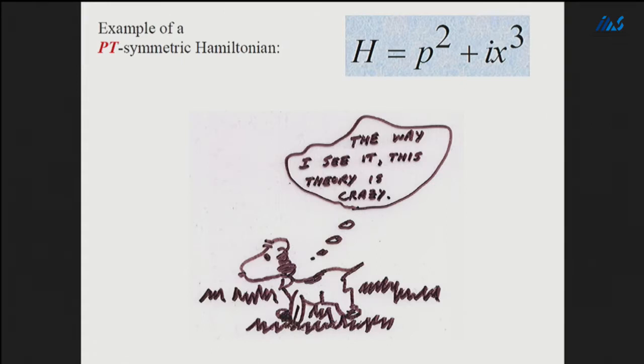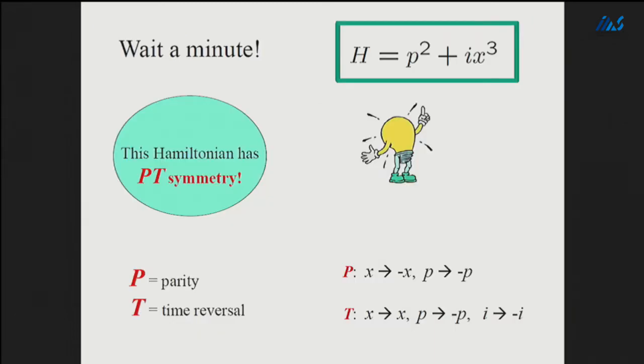So here's a little bit of background material. Here's an example of a PT symmetric Hamiltonian. This is not conventionally Hermitian, and that's obvious. And you might say, if you haven't seen PT symmetry, well, the way I see it, this theory is crazy. However, you can see that this Hamiltonian, although it is not Hermitian, it is PT symmetric because under parity P, x changes sign and also p changes sign. Under time reversal T, x goes into x, but p goes into minus p, and i goes into minus i. Okay? And therefore, the product ix cubed remains invariant under PT.